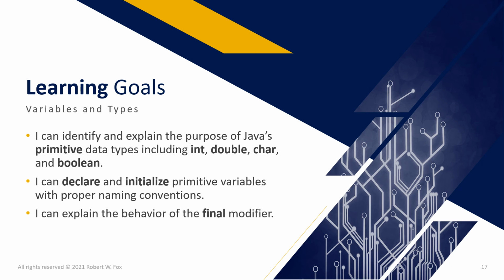Now that you've watched this lesson, you should be able to explain the purpose of Java's primitive data types, including int, double, char, and boolean. You should be able to declare and initialize primitive variables with proper naming conventions. And finally, you should be able to explain the behavior of the final modifier.